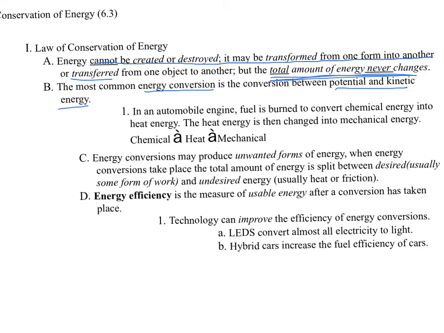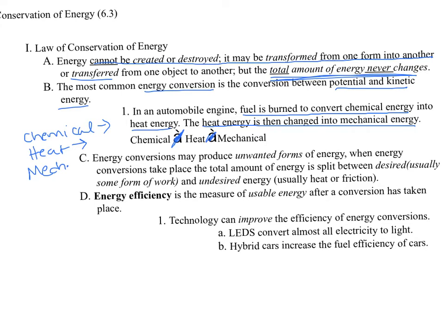In an automobile or in a car, fuel is burned, and that converts chemical energy, the energy in the bonds of that gasoline, into heat energy. Heat energy is then changed into mechanical energy, which causes the motor to run. So what you have is, these should be arrows. I'm going to take these out. You should have chemical energy transferred to heat energy, which is then transferred to mechanical energy. And energy is not destroyed, it only changes forms.